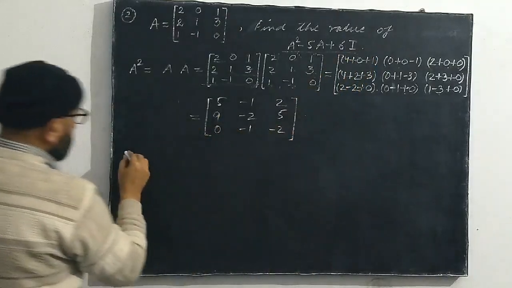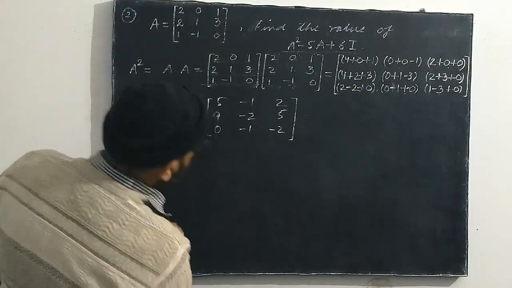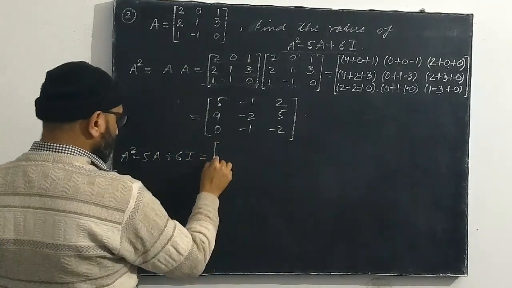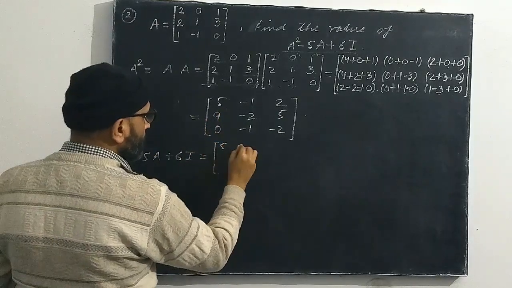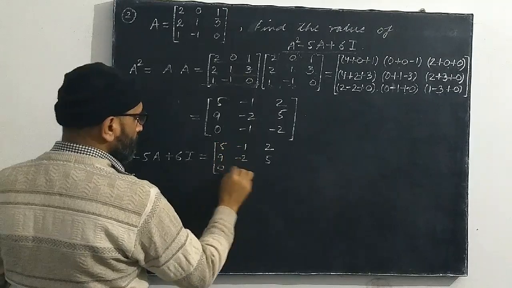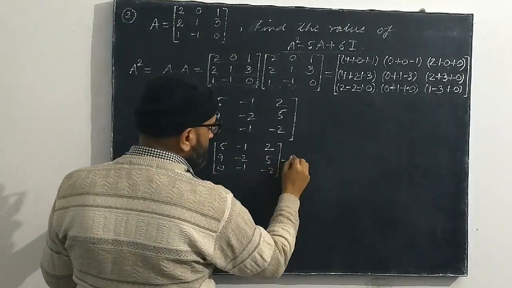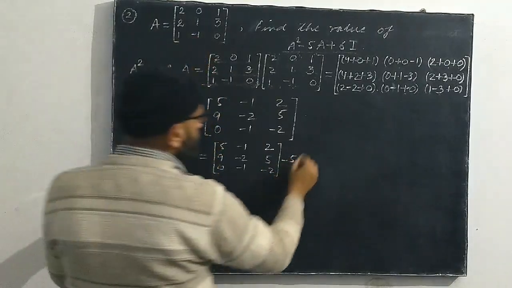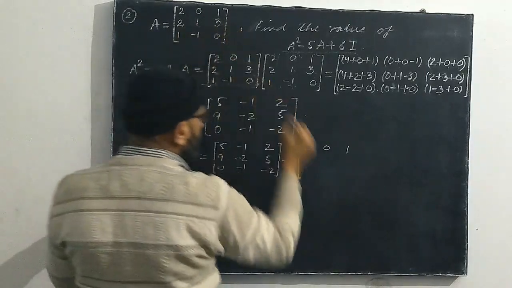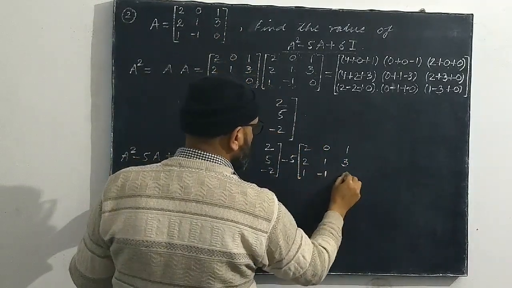Now we have to write the expression whose value is required: A square minus 5A plus 6I is equal to. Write down the value of A square first, that is 5, minus 1, 2; 9, minus 2, 5; 0, minus 1, minus 2. Next term is minus 5A, so write down minus 5, and the value of A: 2, 0, 1; 2, 1, 3; 1, minus 1, 0.